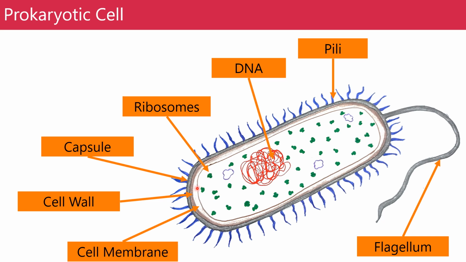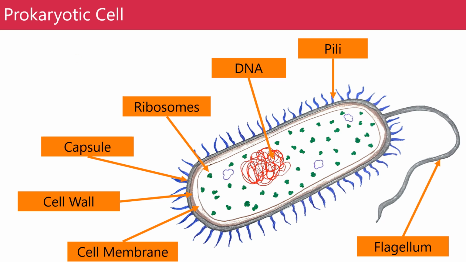The capsule enables the cell to attach to the surfaces in its environment. The cell wall maintains its shape, acts as an extra protection layer, and prevents dehydration. Some prokaryotes have flagella, pili, or fimbriae. These flagella are used for locomotion, whereas pili are used to exchange genetic material during a type of reproduction called conjugation, and fimbriae are used by bacteria to attach to the host.